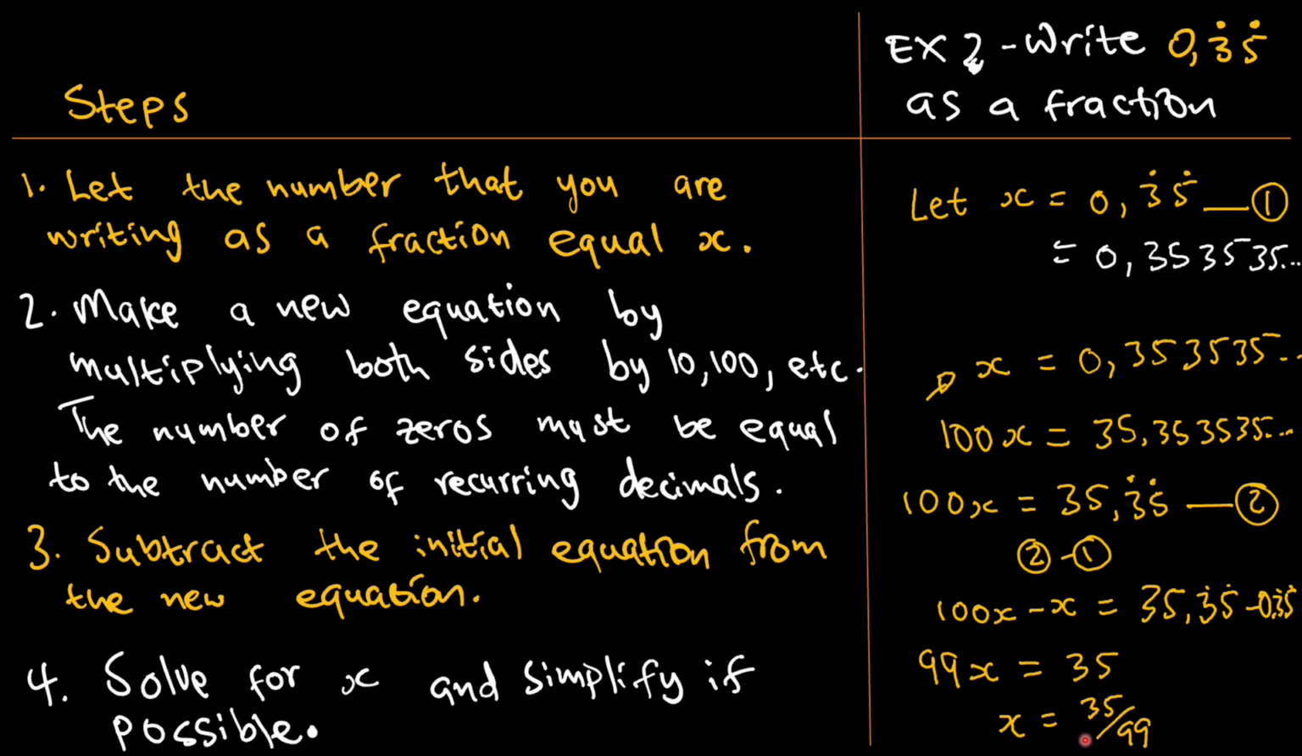So if you punch this on your calculator, the answer that I expect you to get is 0 comma 35 35 35, recurring like that. Now we have managed to write this as a fraction.